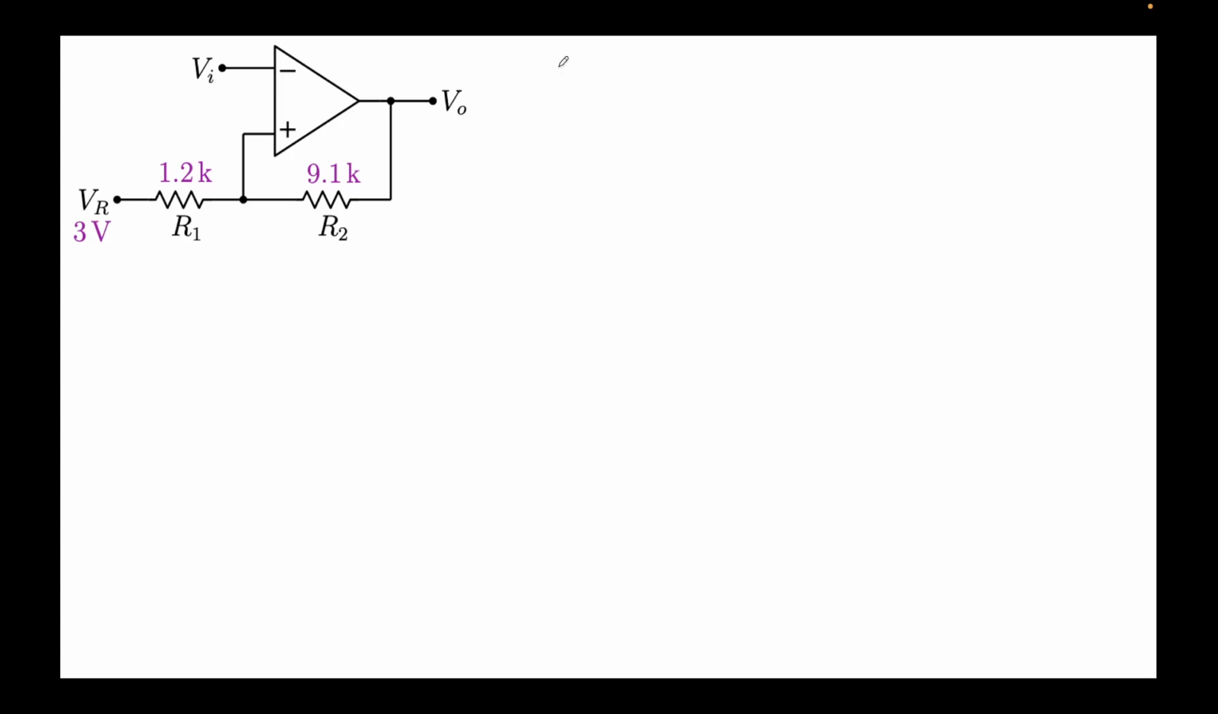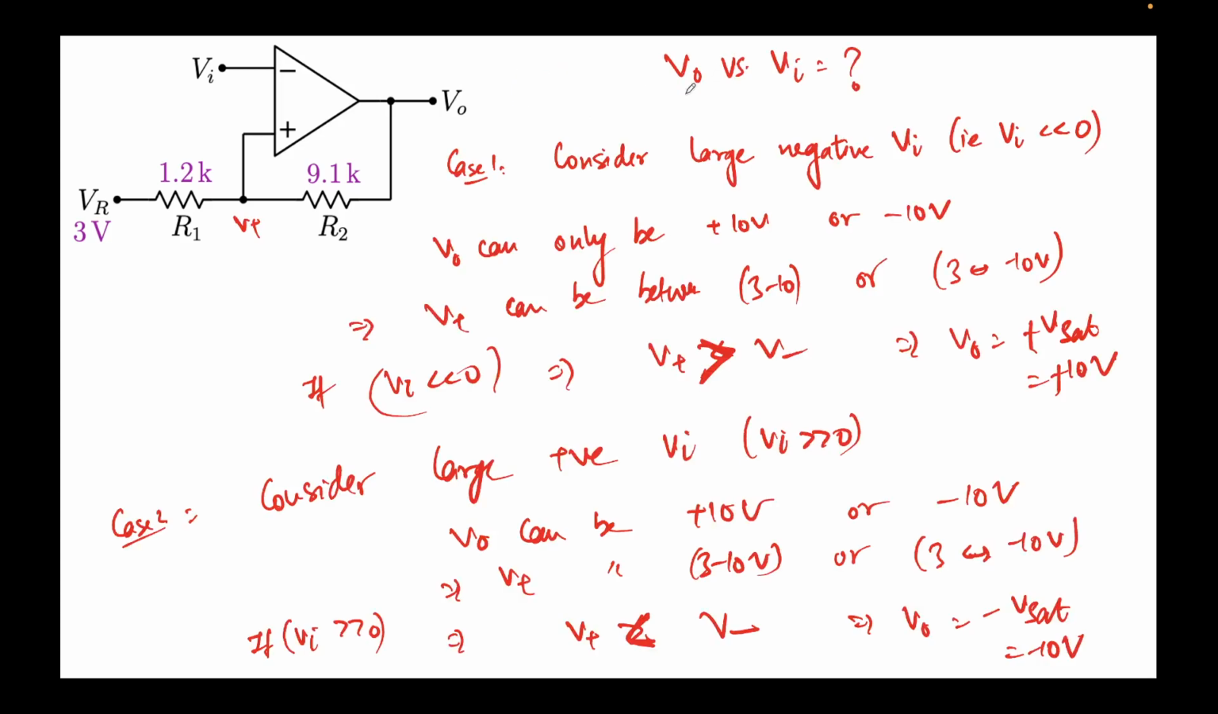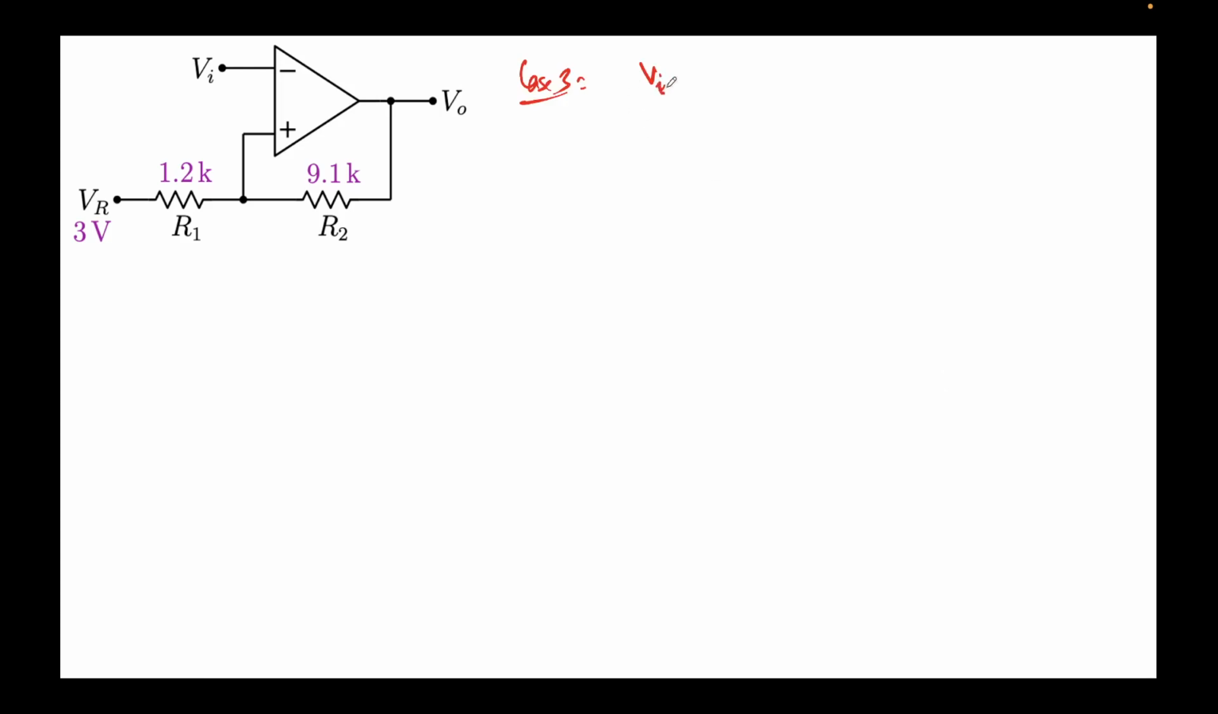Okay, now let's build up on this. Now let's talk about case 3. Now we'll assume that V out is sitting at plus 10 volts. Okay, this means we are talking about this. We are here and we want to find out at which voltage Vi does this switch. Okay, if V out is plus 10, let's try to find out what is V plus.